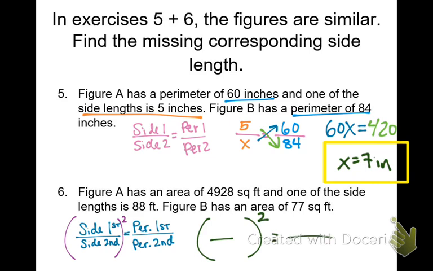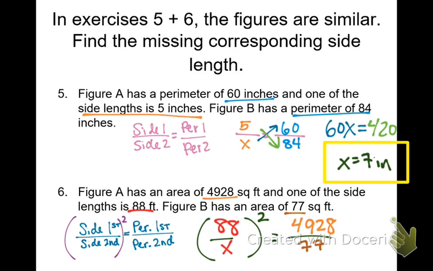We are again missing a side length. So we have side of the first over side of the second, squared, equals area of the first over area of the second. Do we have a side length from the first? Yes, what is it? 88. Do we have the side length from the second? x. Do we know the area from the first? Yeah, 4,928. And then the area from the second, 77.